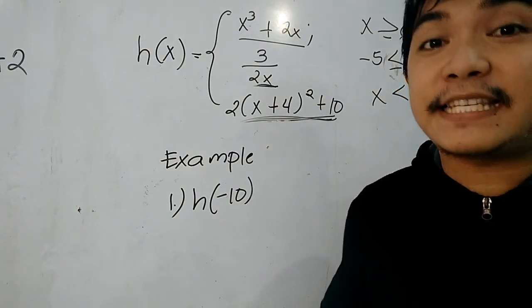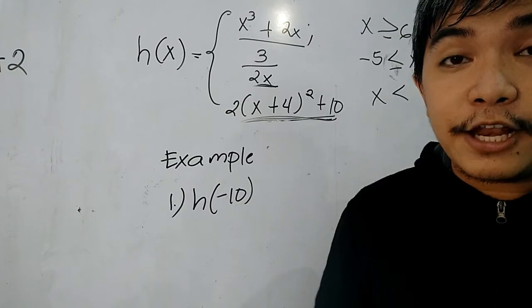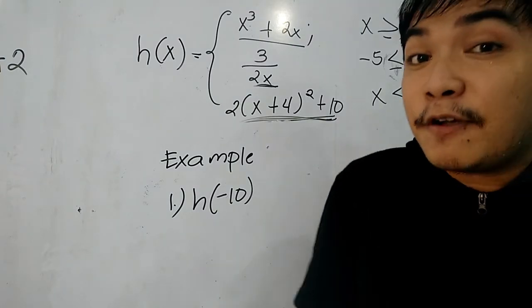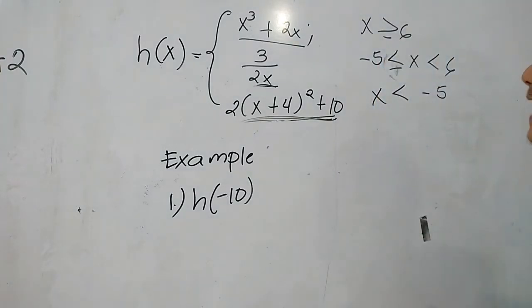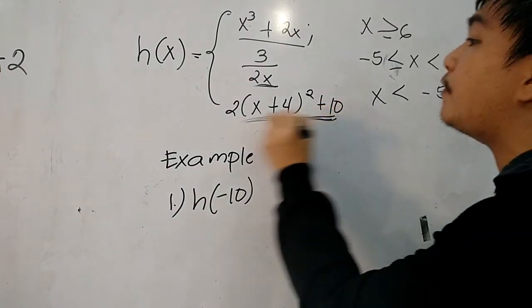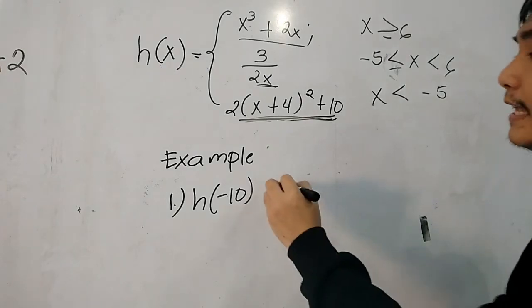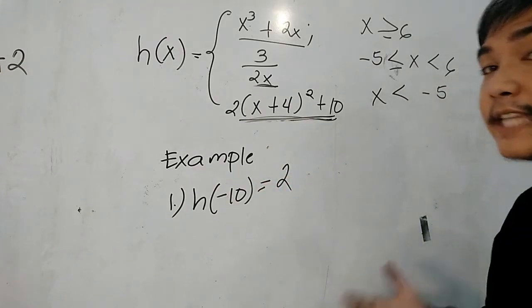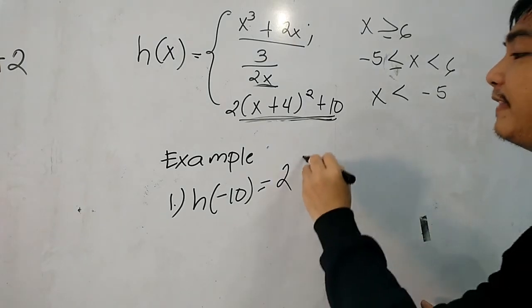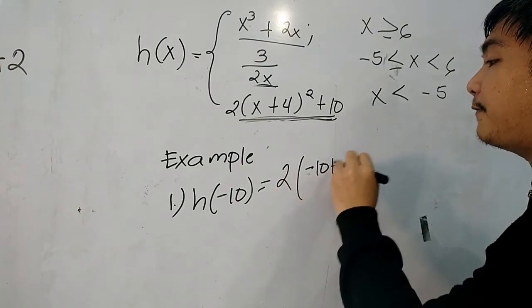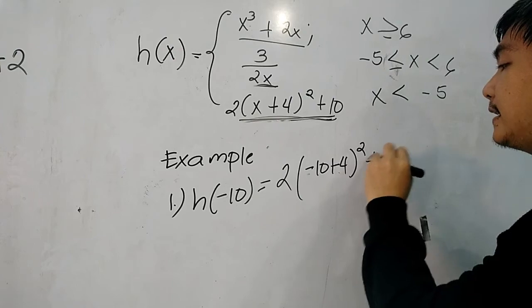Our first given is h of negative 10, meaning the value of x is equal to negative 10. At magpo-fall under siya sa condition na x is less than negative 5. So ang i-evaluate natin function is 2 times the quantity of x plus 4 squared plus 10. So let's solve. So we have 2 and then same procedure, palitan ng x ng negative 10. So we have negative 10 plus 4 squared plus 10.